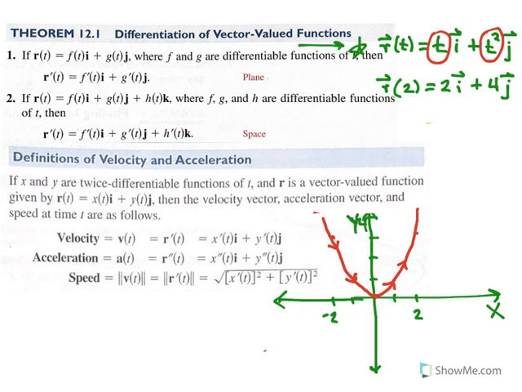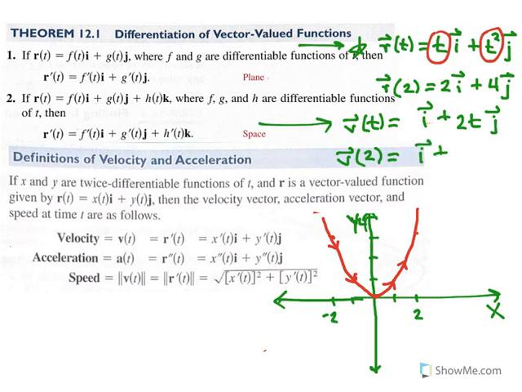So the velocity vector is the derivative of the position vector, and you're going to take the derivative on a component-by-component basis. The derivative of the x component function, the derivative of t with respect to t is 1, so I will have 1i. And the derivative of t squared with respect to t is 2t, so I'll have 2tj. And if I wanted to find the velocity vector at a particular instant in time, for example, at time t is equal to 2, I will just evaluate my velocity vector function at t is equal to 2 and get 1i plus 2 times 1 is 2j.